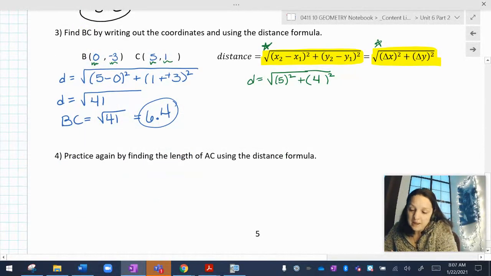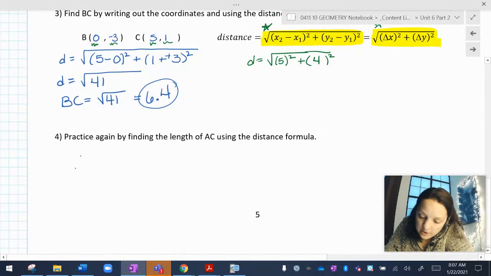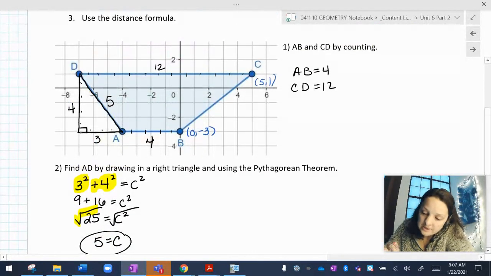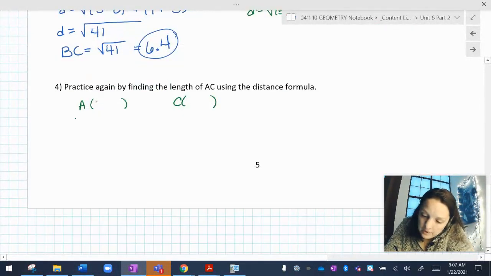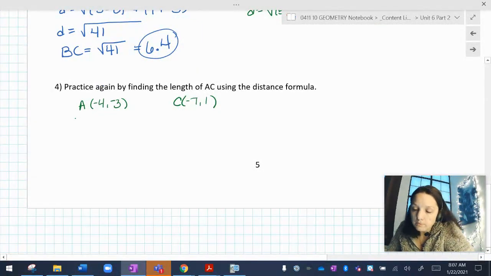All right, practice again by finding AC using the distance formula. So then I have to write down my coordinates of A and C. So let's see, A is the point negative 4, negative 3, and C is negative 7, 1. Negative 4, negative 3, negative 7, 1.